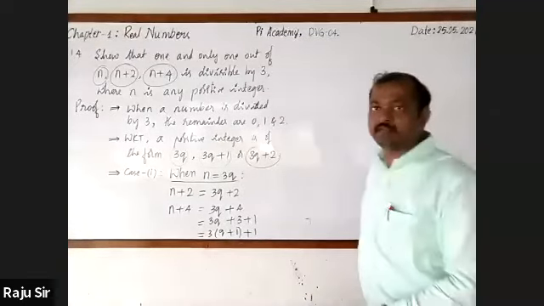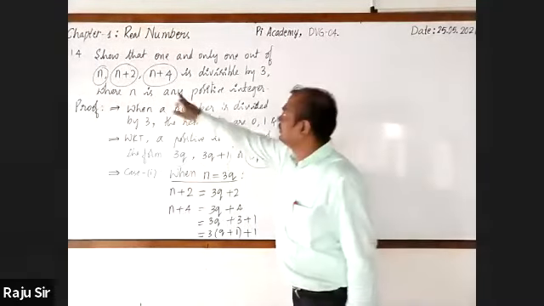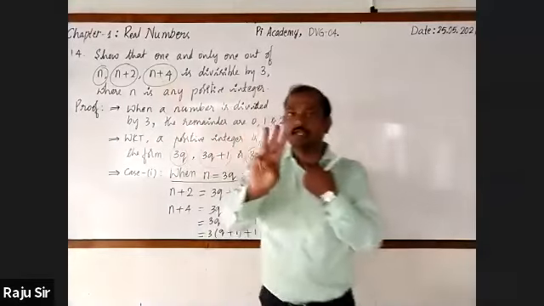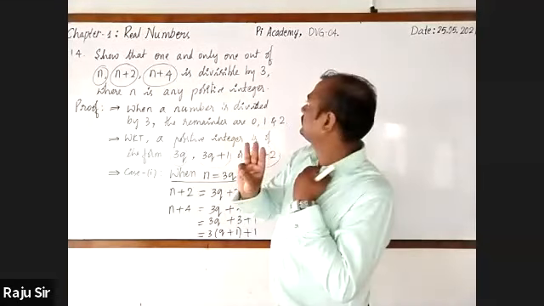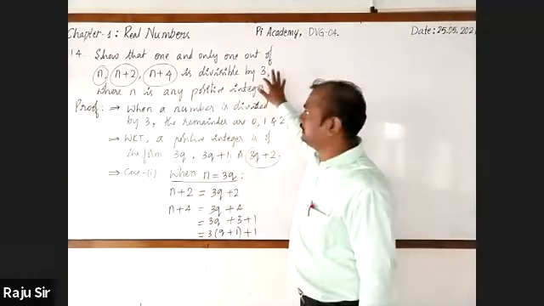Okay, I'll explain that. Listen carefully. Look here. n, n plus 2, n plus 4. There are three positive integers. Out of these, one is divisible by 3.